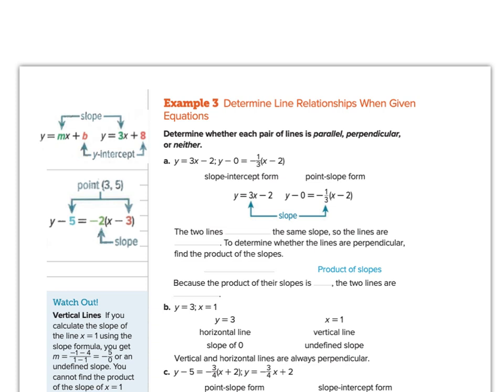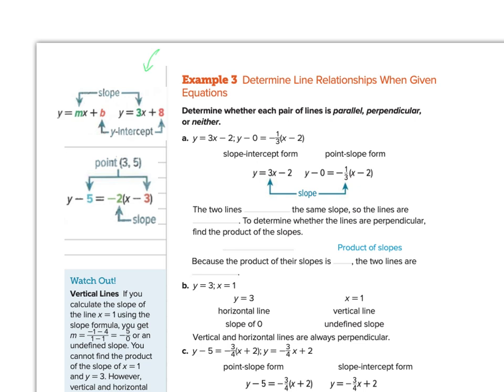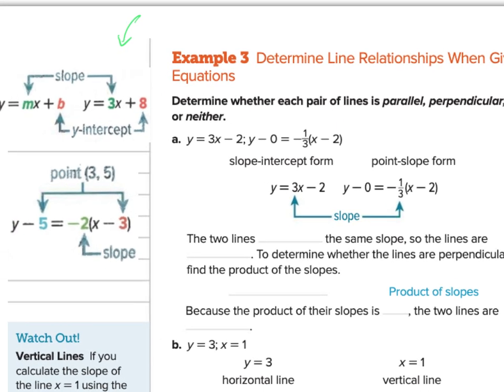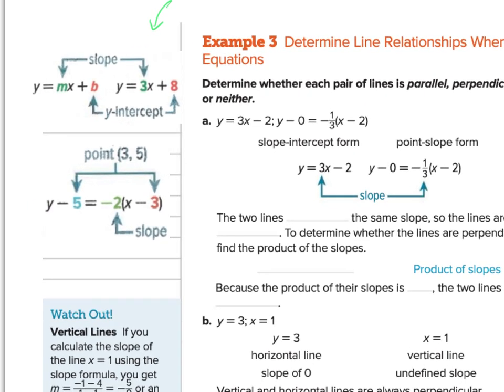Here, determining line relations given the equations. Again, being able to absorb the things that need to be changed. And I brought these over from the previous page in case there are any questions. So when I'm looking at these, determine whether each pair of lines are parallel, perpendicular, or neither. I should know that the slope is the number in front of my x, or the number in front of my parentheses for point slope form.